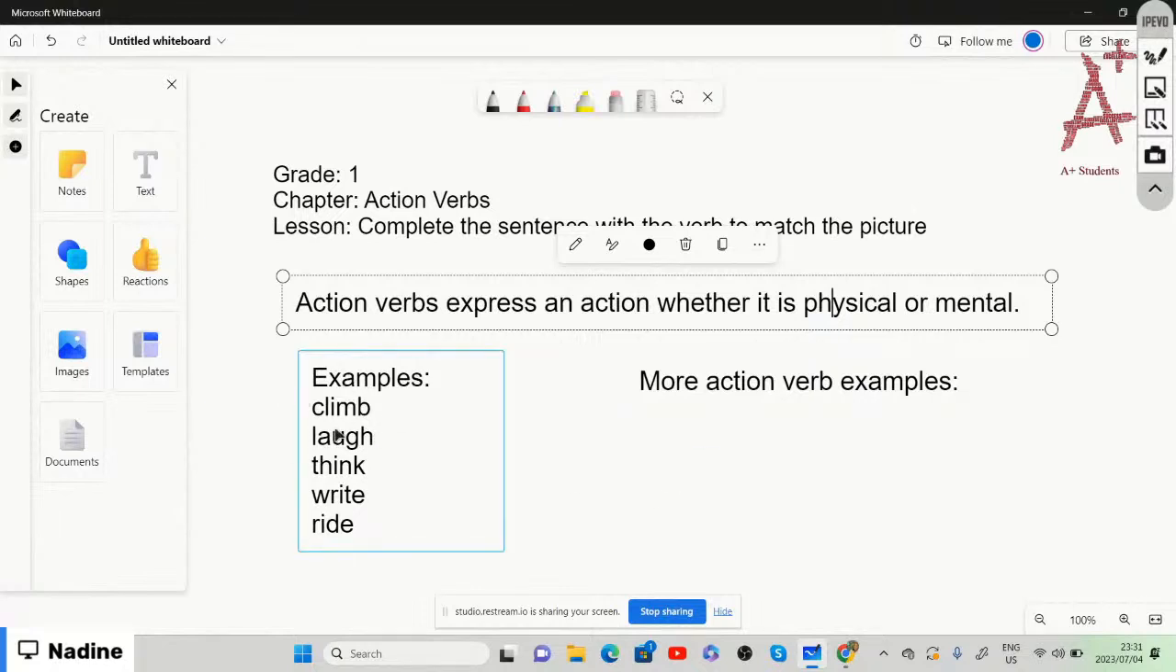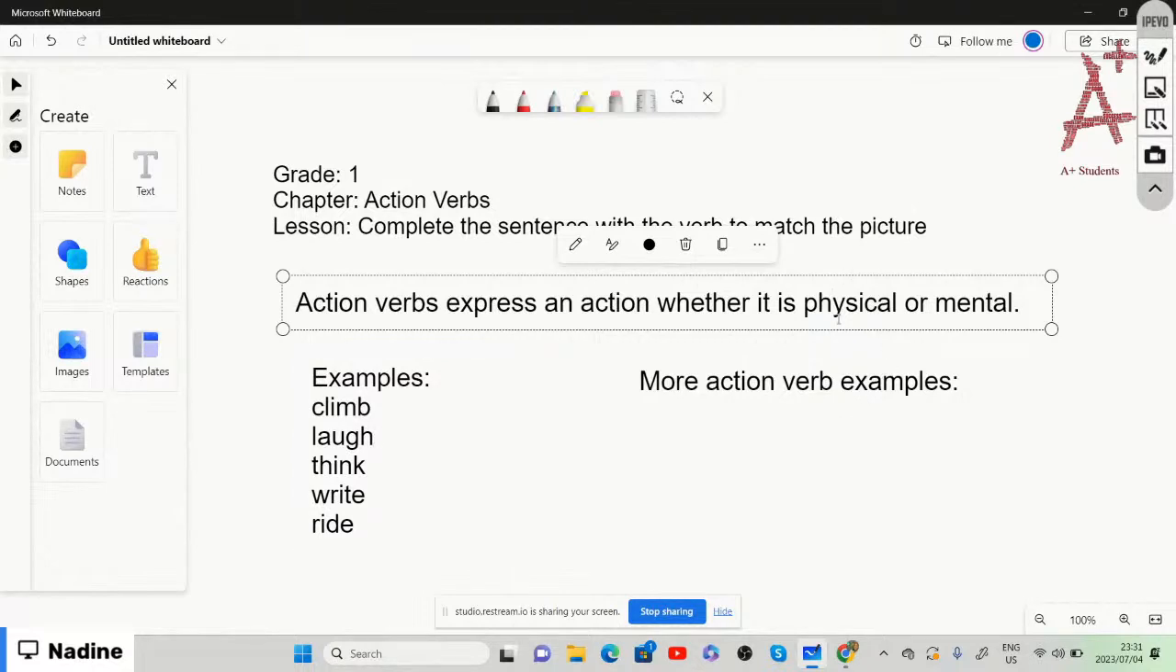So here are a few examples that I wrote down, which is climb. So either you're climbing a ladder or you are climbing a tree. That is one example. And then we also have laugh. If you are laughing, that is definitely something that you are doing.